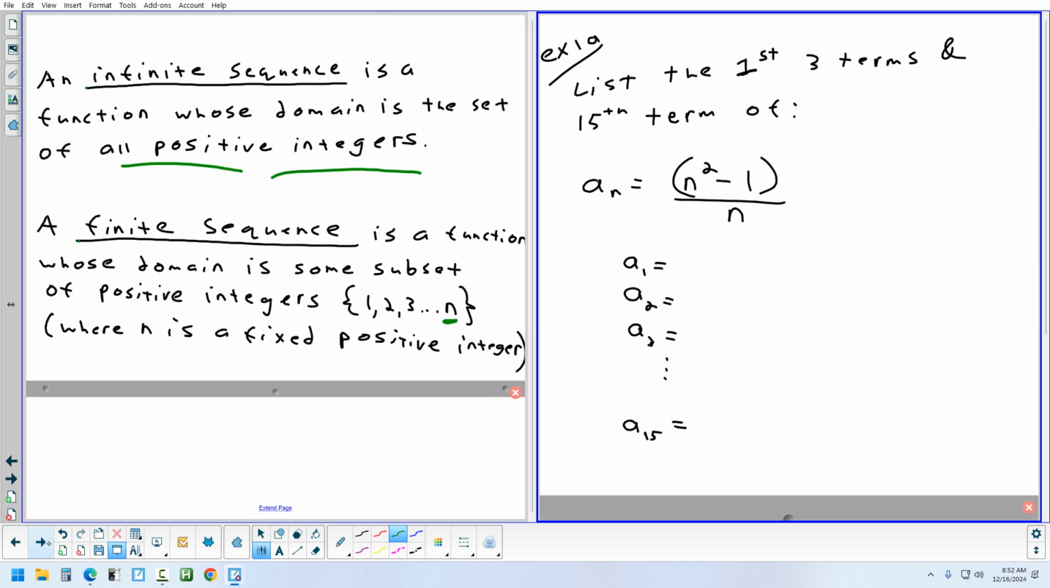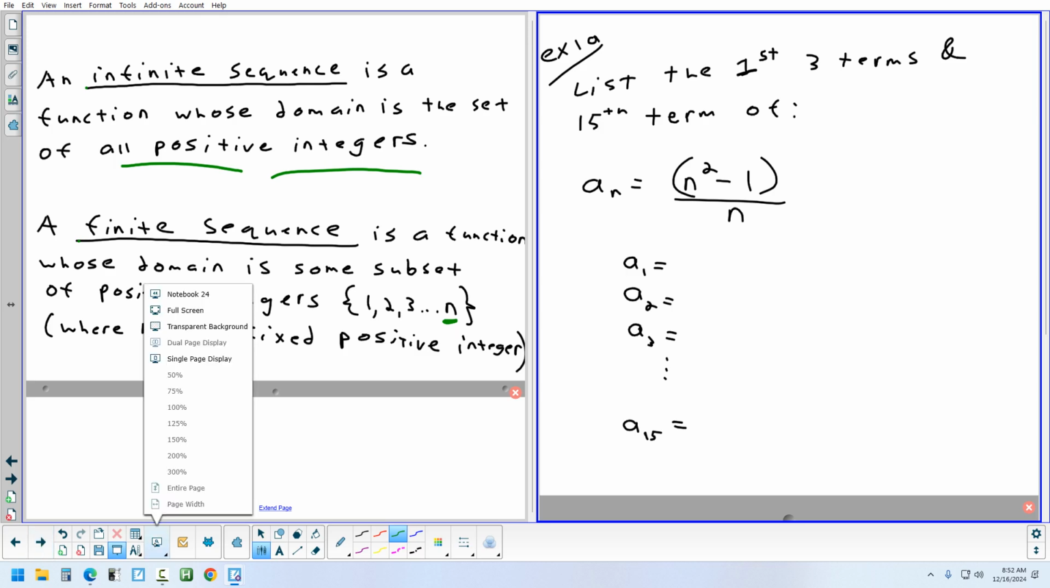All right, let's try this one. So this is just practicing listing out the terms in a sequence. I give you a formula, and we're going to plug in numbers to find the result. Okay, so they want to know the first term. What would you plug in for n to find the first term?